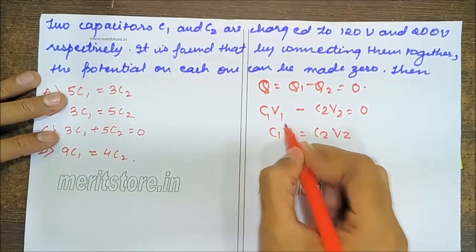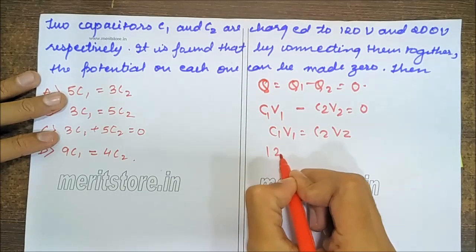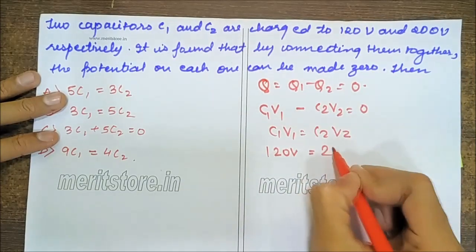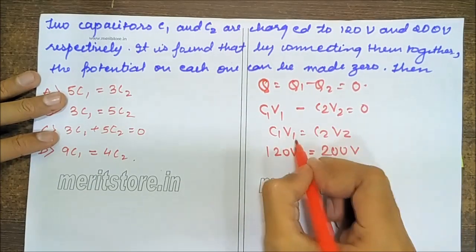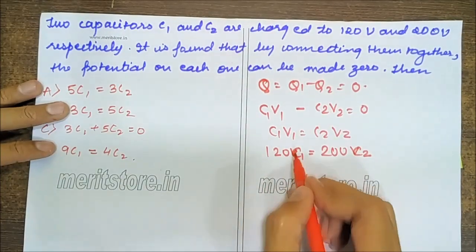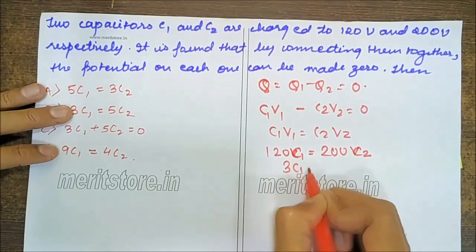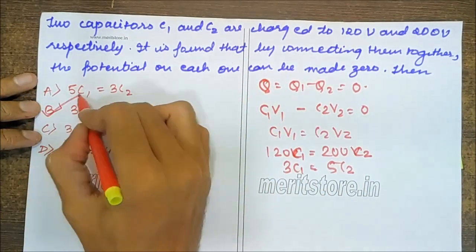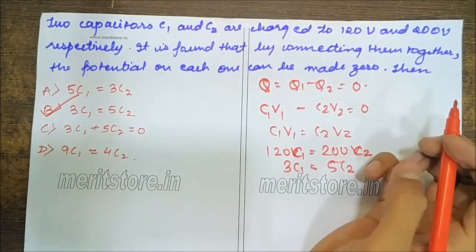So what is the potential on the first capacitor? 120 volts, and on the second it is 200 volts. So that is C1 here, and C2 here. If we find the ratio, that becomes 3C1 equals 5C2. So 3C1 is to 5C2 is the correct option, B.